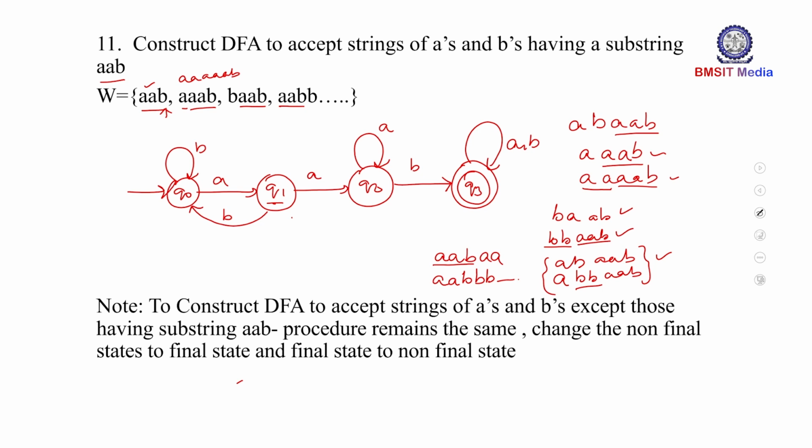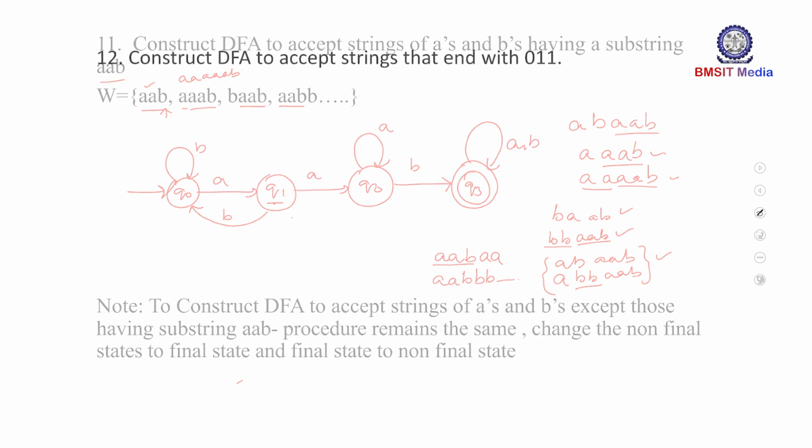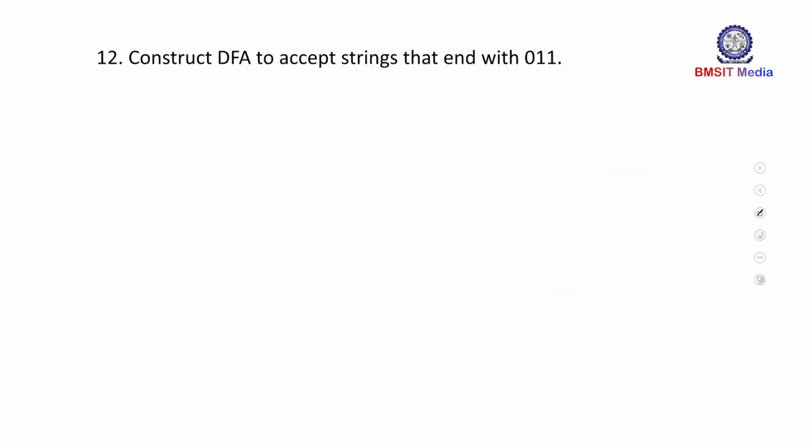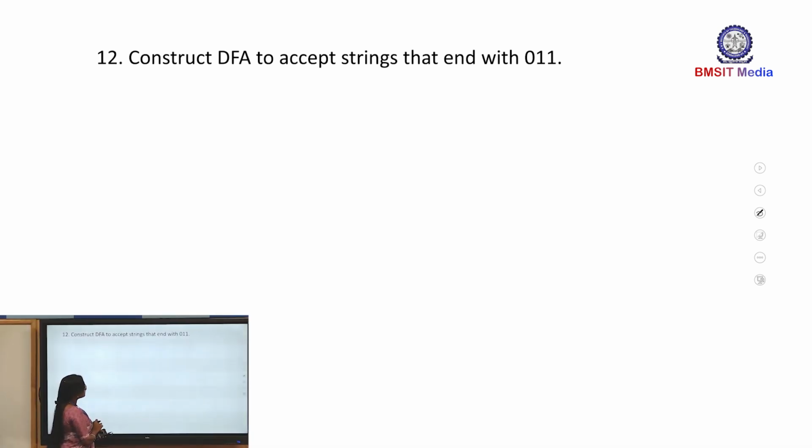Similarly, there can be any question that is asked where you will be given a substring and asked to draw a DFA. So the next problem that we have is to construct a DFA to accept the strings that end with 0, 1, 1. To begin this again, we'll write down the language.